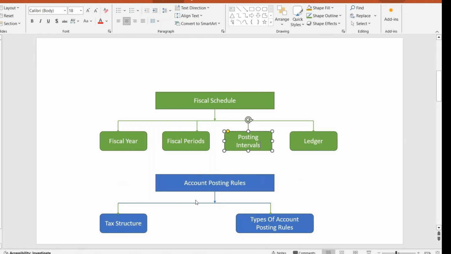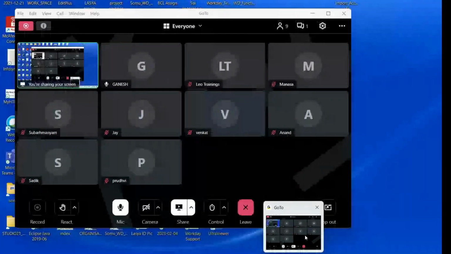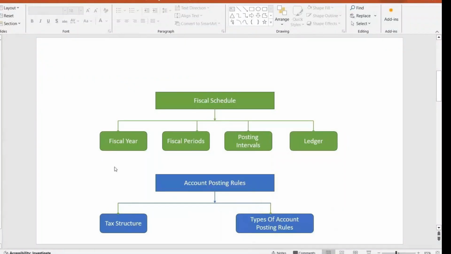All these details will be attached to the company, because whenever we are talking about the finance module, it will be about the company itself. So I'll pause here. If you have any little doubts, you can ask me before going to the next topic. Okay, I'll go to the next topic.